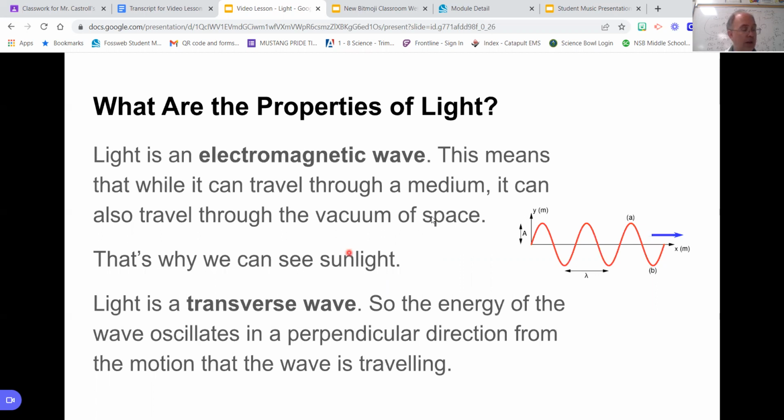So let's start with what light is. Light is an electromagnetic wave. This means that while it can travel through a medium, it can also travel through a vacuum, which is why you can see sunlight. Sunlight has to travel through the vacuum of space. Light is also a transverse wave, which means that while the wave goes this way, the oscillation goes this way.